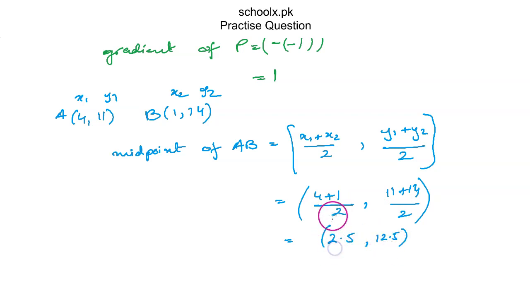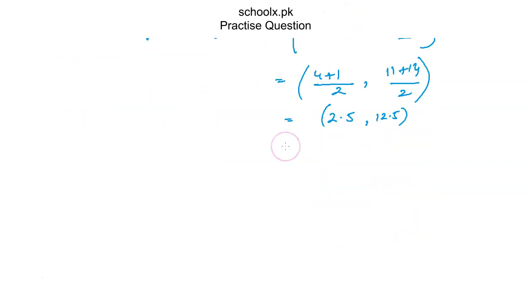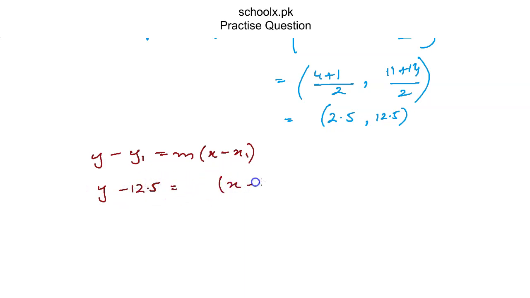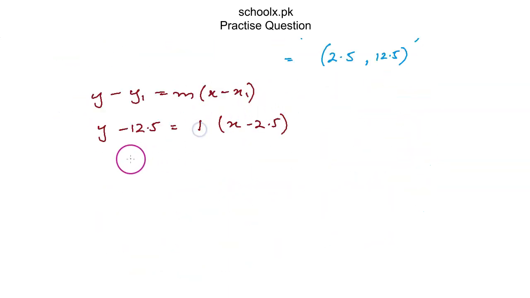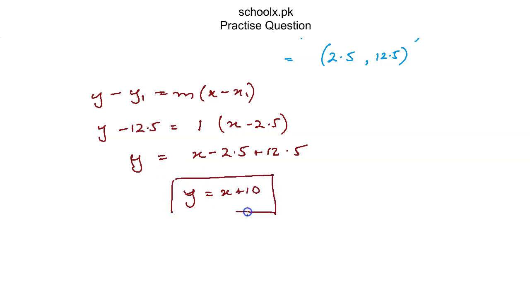Now plugging the gradient of P and the coordinates of the point on P into the equation y minus y1 equals m into x minus x1. y1 is 12.5, x1 is 2.5, and m was positive 1. So if I reduce this, it becomes x minus 2.5 plus 12.5. The equation is y equals x plus 10. That's the answer to the third part.